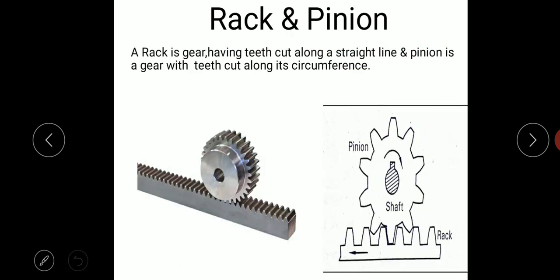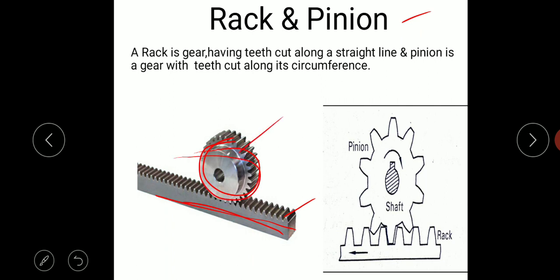The last gear is the rack and pinion gear. In the figure you can see this is the rack and this is the pinion gear. A rack is a gear having teeth cut along a straight line and the pinion is a gear with the teeth cut along its circumference.